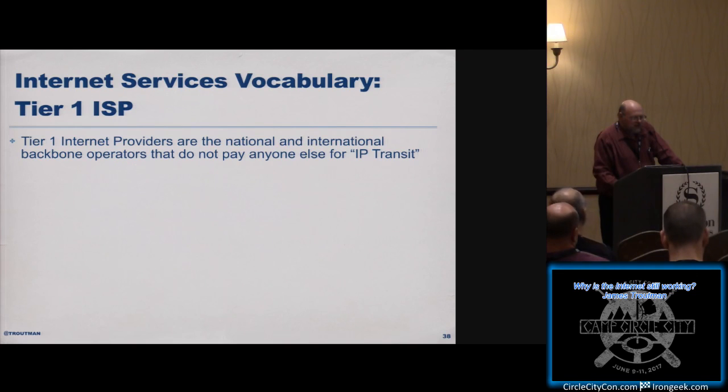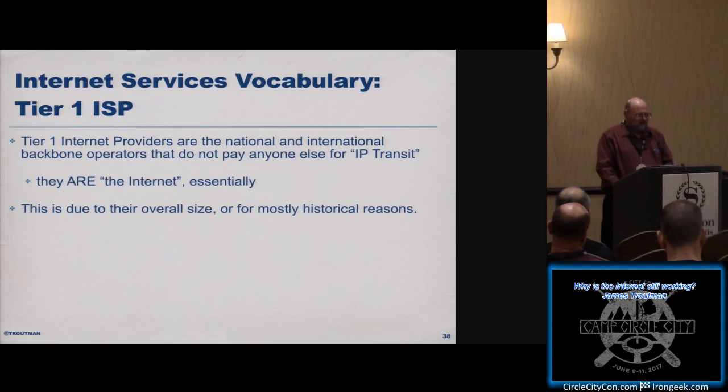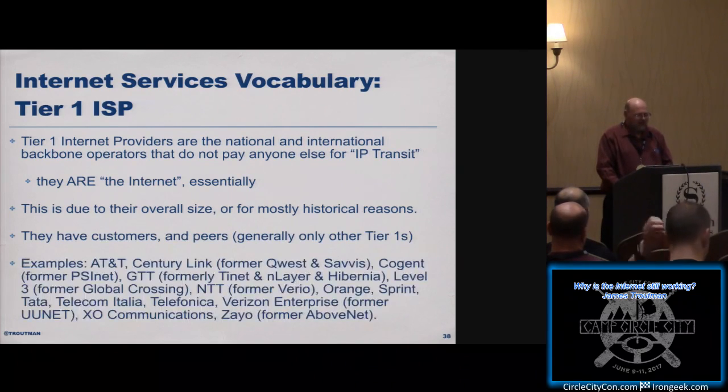So a tier 1 is a national, international backbone operator that doesn't pay anybody else for IP transit. And this is really the only thing that determines what a tier 1 is. So there really is this club of carriers worldwide that don't pay anyone. Now, that doesn't mean they don't have costs. They have tons of costs. They have all kinds of facilities to operate. They have staff. They have electric bills, fiber, all that stuff. But they're not writing a check every month to an upstream internet provider. And this is mostly due to their size, although in a lot of cases it's due to historical purposes. It's things that happened in the 80s and 90s leading to today.